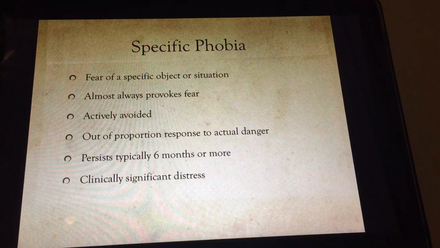The next phobia is specific phobia. This is a fear of a specific object or situation, and the object or situation almost always provokes fear and is actively avoided. Again, it is out of proportion to the actual danger, and it's typically 6 months or more for it to be considered an actual diagnosis. It's clinically significant distress. So if you are actively avoiding something because of your specific phobia, and it changes or modifies to maladaptive behavior, then that is a huge problem and needs to be taken care of.